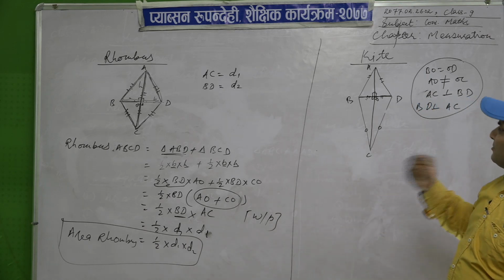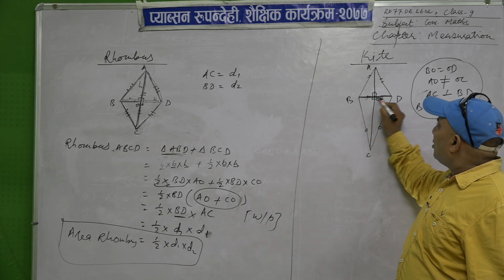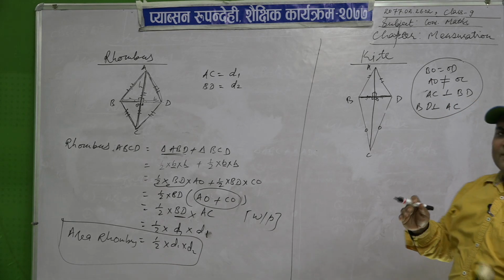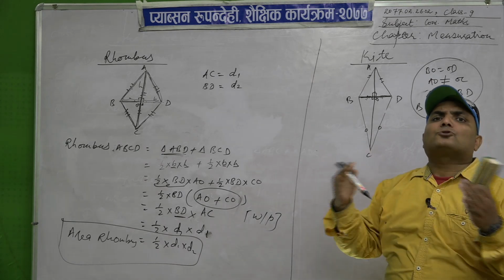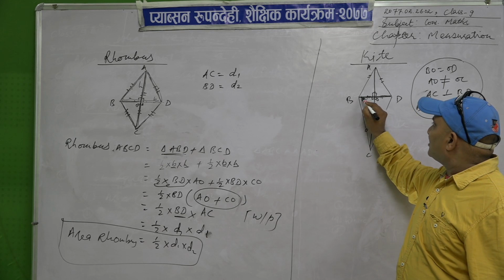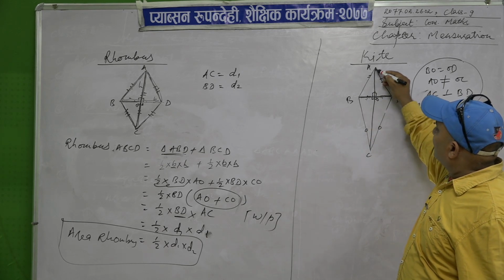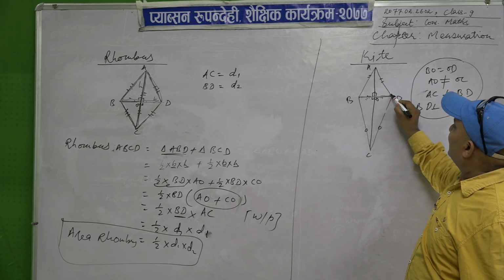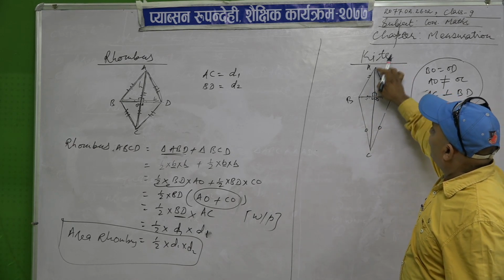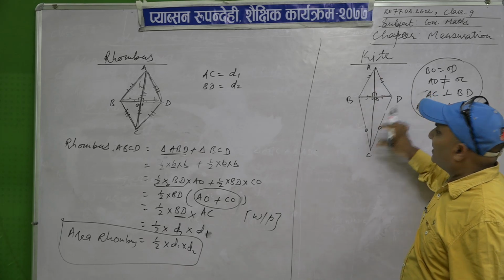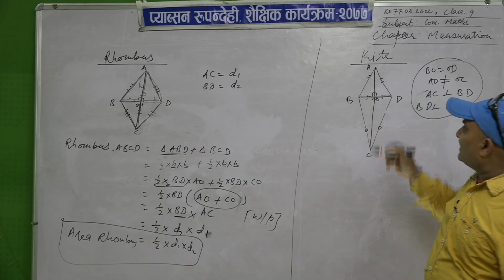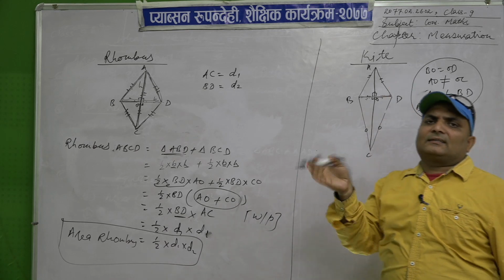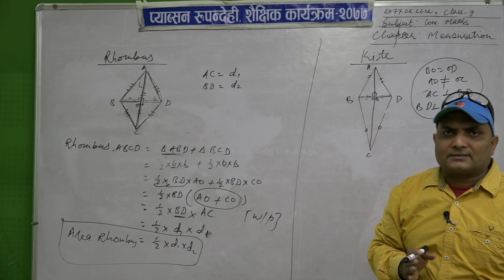Another property is that this small diagonal divides the kite into isosceles triangles. This divided kite gives triangle ABD and triangle BCD, and both are isosceles triangles, whereas the bigger diagonal always divides the kite into congruent triangles.